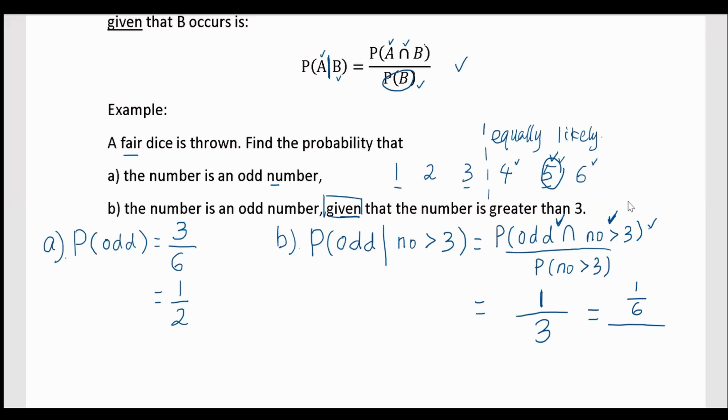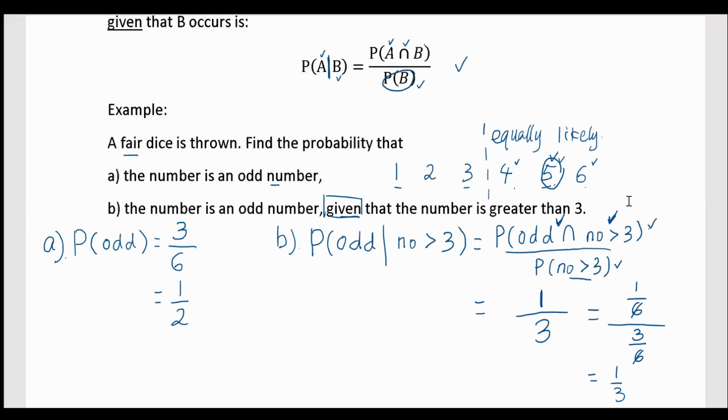Now we look at the denominator. The probability that a die is rolled 1 time, which is 6 possible outcomes, and the probability that this number is greater than 3. So we have 4, 5, or 6, which is 3. So the denominator has a probability of 3/6. And you can tell if we cancel off the 6 here, then we are getting the probability of 1/3 as well.